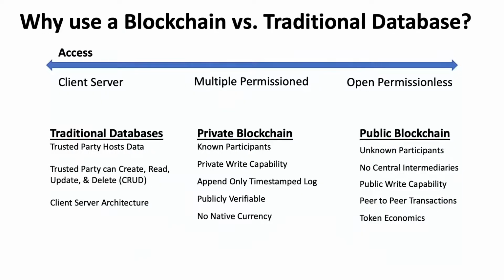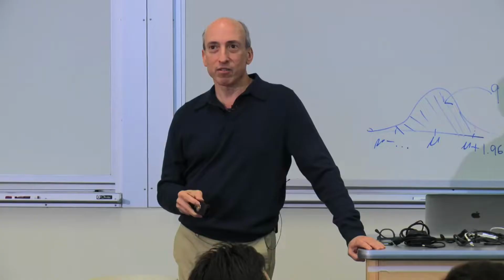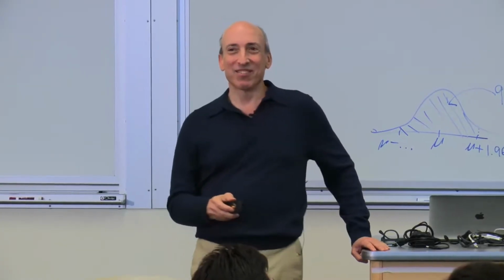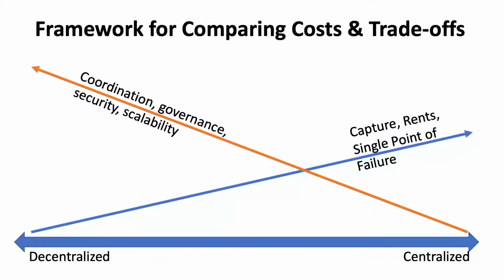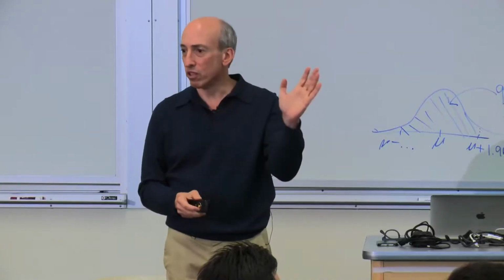So why use blockchain versus traditional database? We sort of did that. I know. You got it? Right there? Okay. No. I'm having some fun. So the trade-offs we've talked about. So these are costs. This is the cost of centralization versus decentralization. We've looked at this slide before.